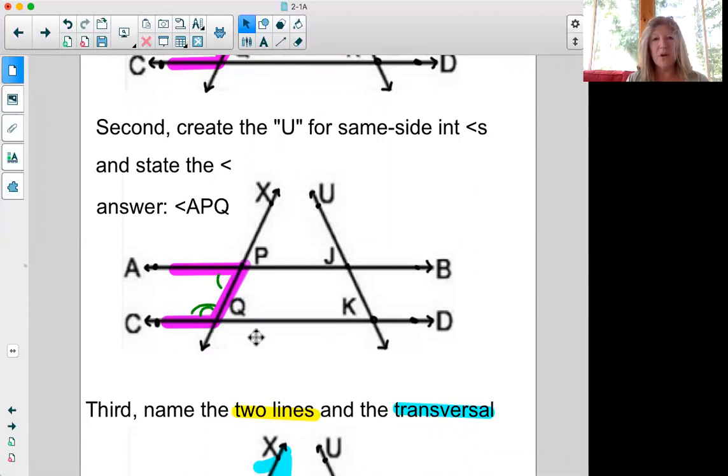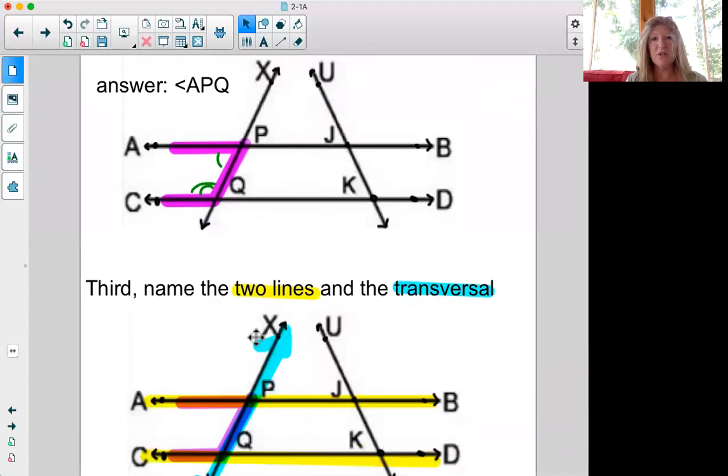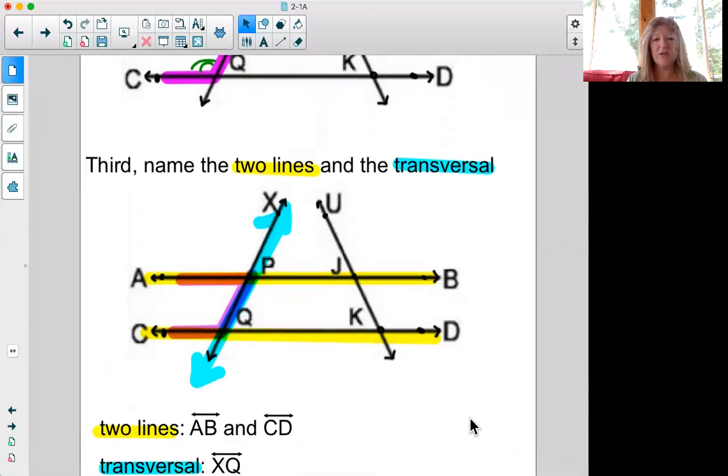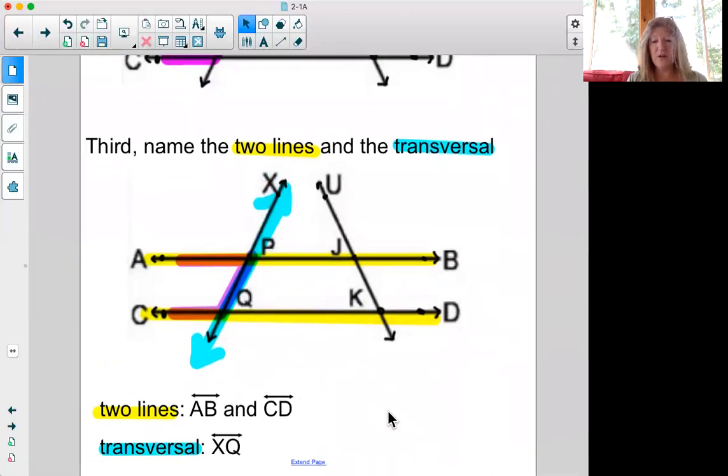And if you want to know what the 2 lines and the transversal are, then you just shade all the lines that were used in making that U, and we see that AB and CD are the 2 lines, and XQ is our transversal.